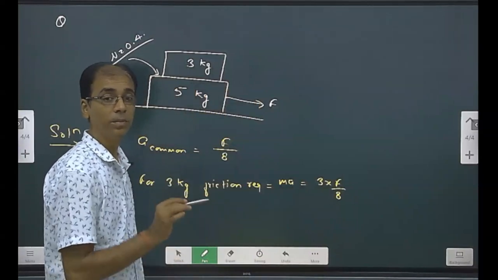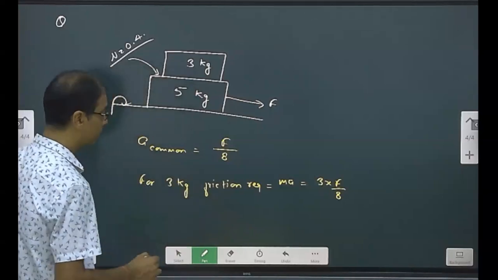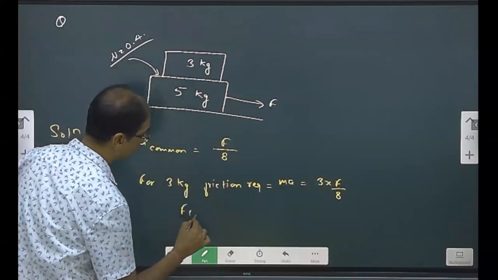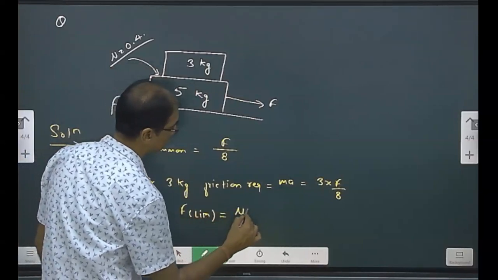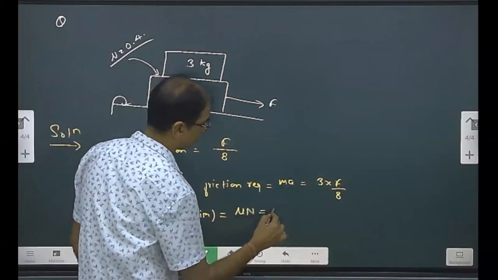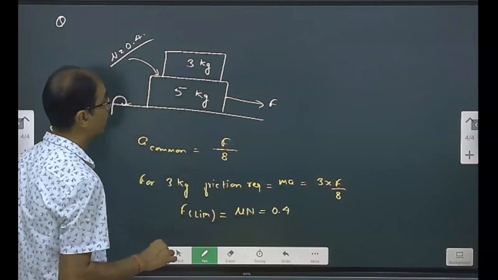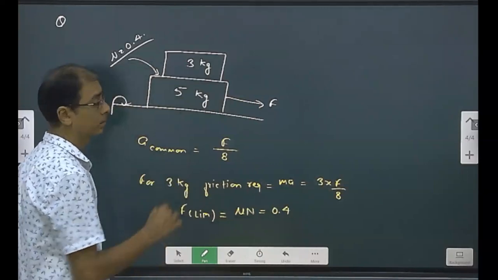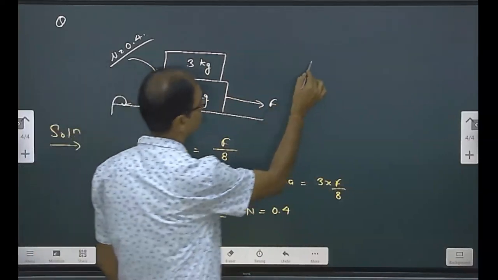How much is limiting friction between the two? That is most important thing. So friction limiting. How much is there? Say mu n. Mu is what? 0.4. And what is n? N is 3g. N is 3g. Because 3 kg block we are talking.